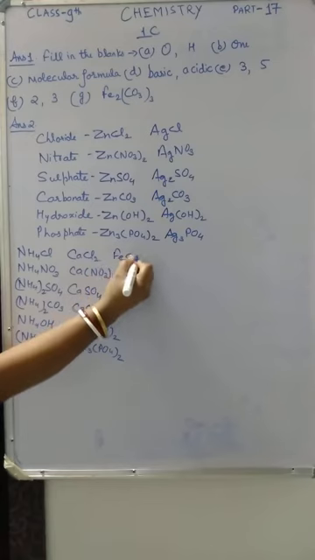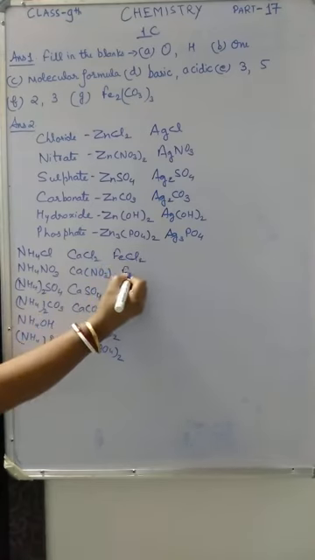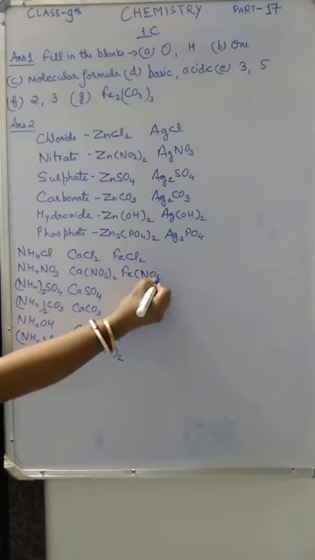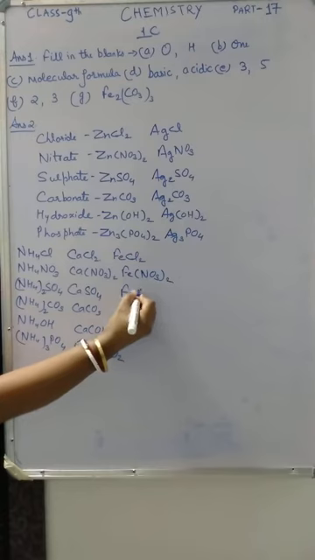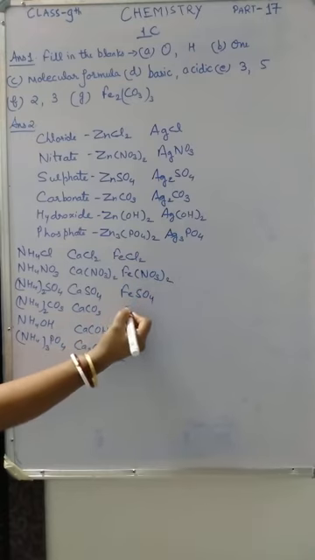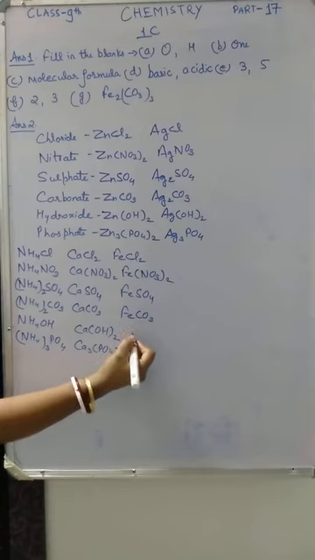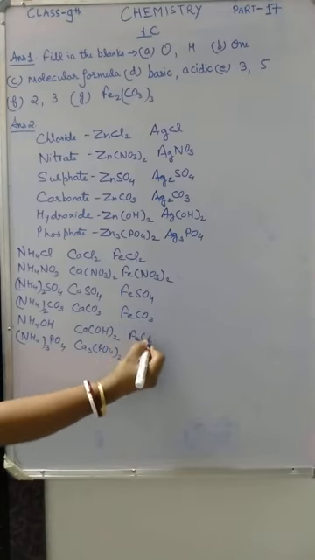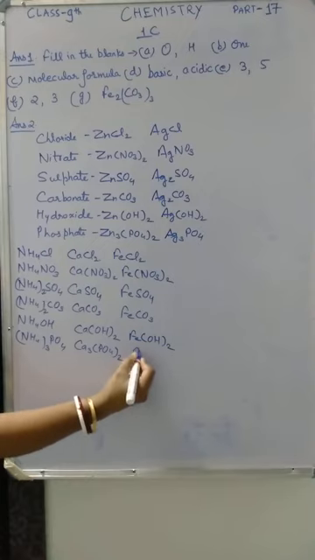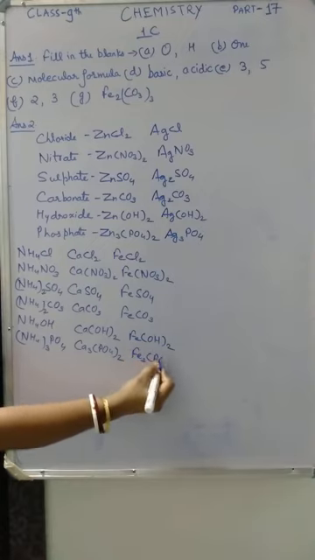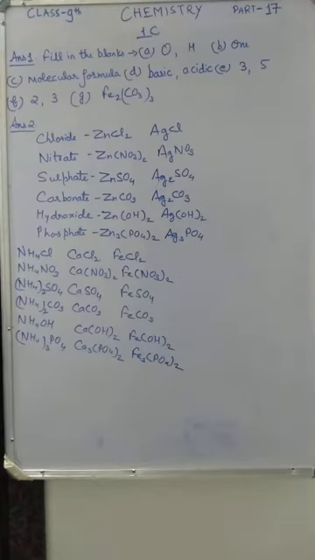Okay, now iron 2, FeCl2. Nitrate, Fe(NO3)2. Sulfate, FeSO4. Carbonate, FeCO3. Hydroxide, Fe(OH)2. Phosphate, Fe3(PO4)2. Now the last one is potassium.